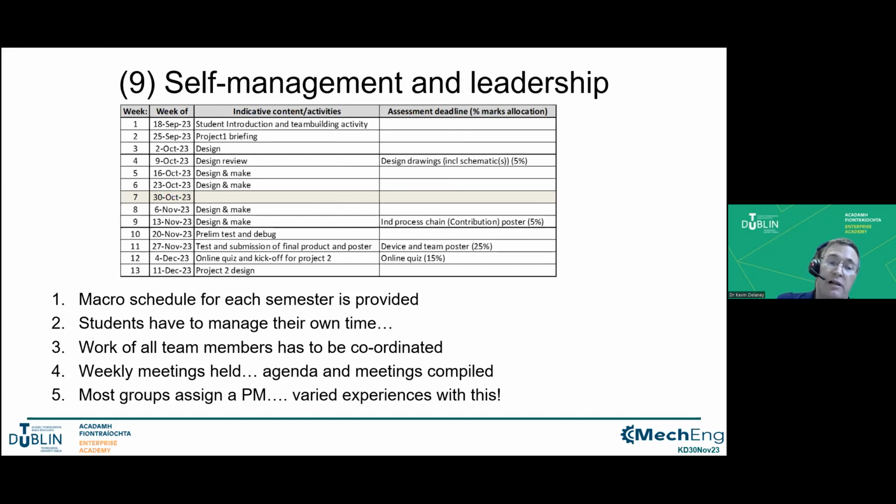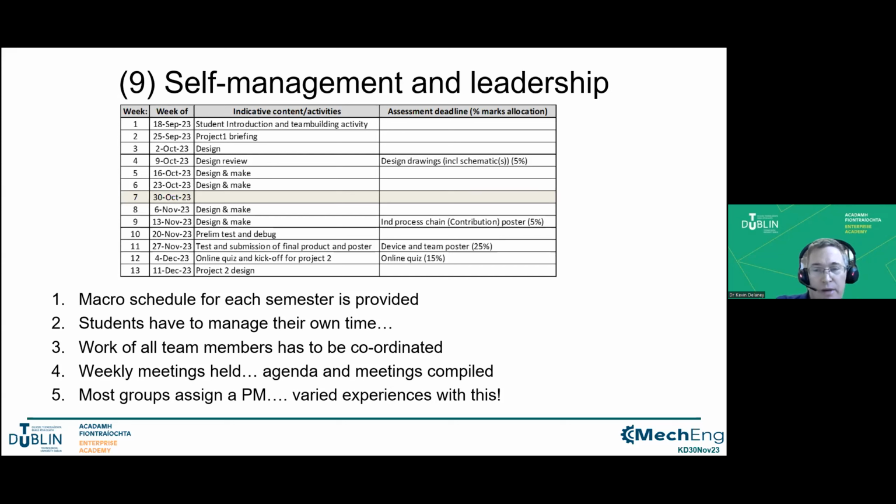They have to manage themselves. We give them a macro schedule for each semester, somewhat similar to what you're looking at there. They have to manage their own time. If they're going to go on holidays and go skiing to Andorra, that's fine, but it's important that they put it in as part of their overall schedule. If they have other assignments, and remember, this is just one module that I'm talking about here, they have to take that on board and ensure that their schedule is still realistic.